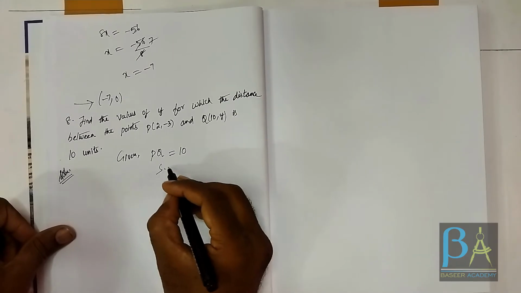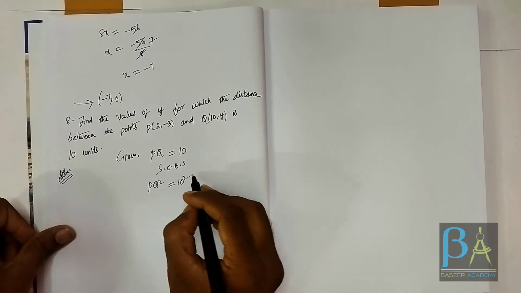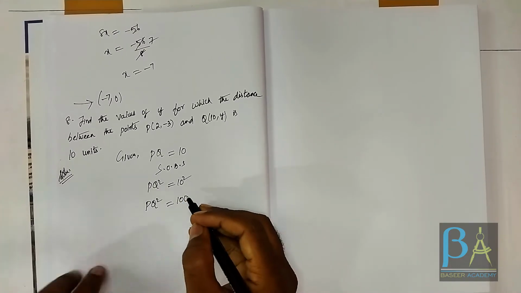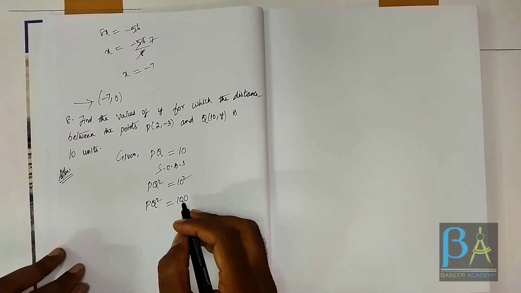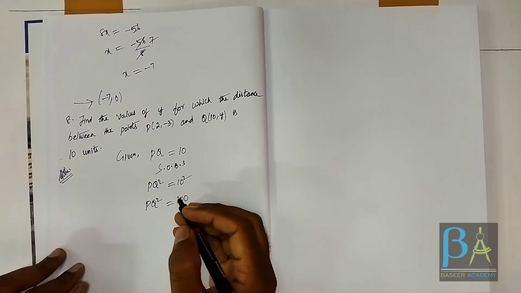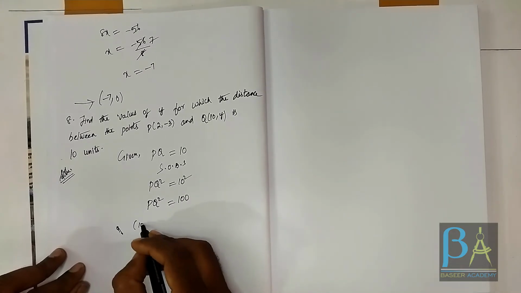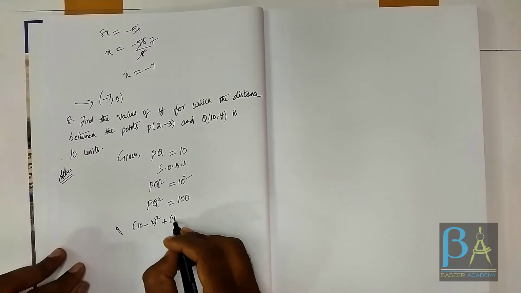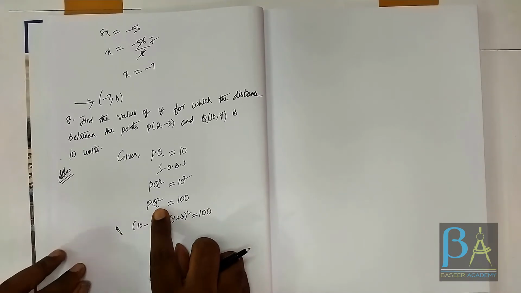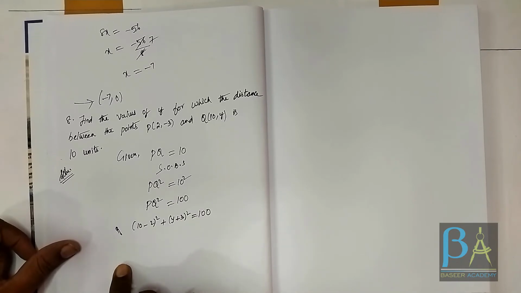If you want to get rid of the square root in the initial stages itself, you can square on both sides. When you square on both sides, what do you end up getting? PQ square is equal to 10 square, which is 10 into 10, 100. Now I'll write the distance formula without the square root because I have squared it already. So x2 minus x1 whole square plus y2 minus y1 whole square. I'm not writing a square root because I'm not finding PQ, I'm finding PQ square.